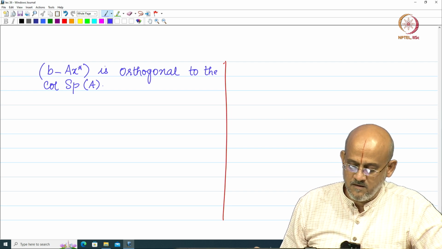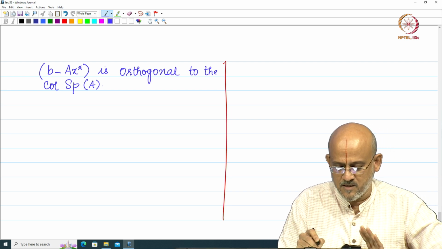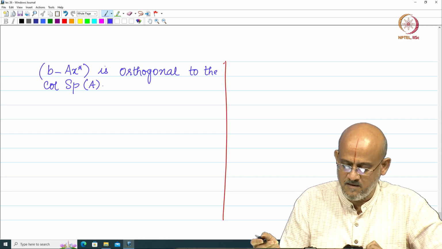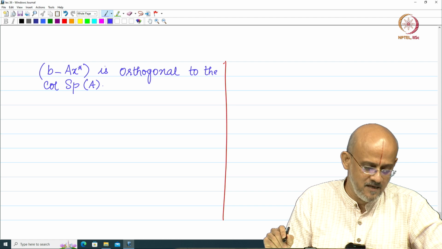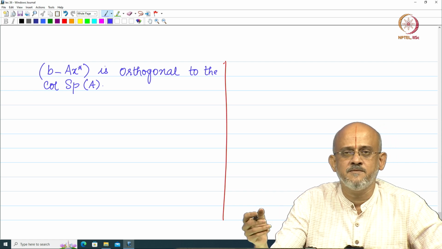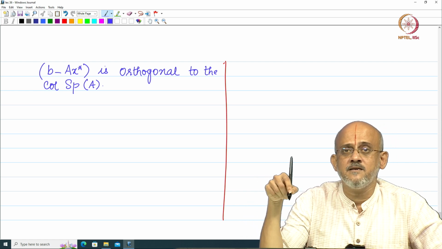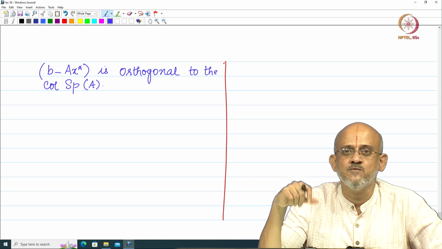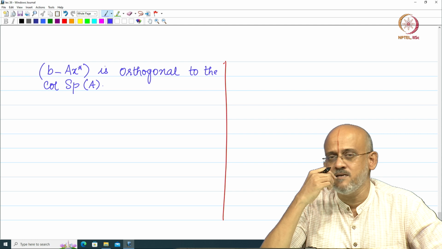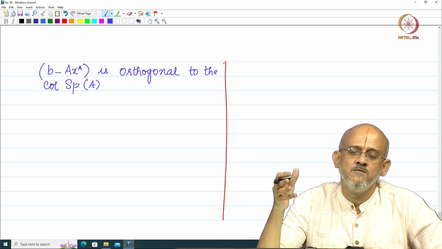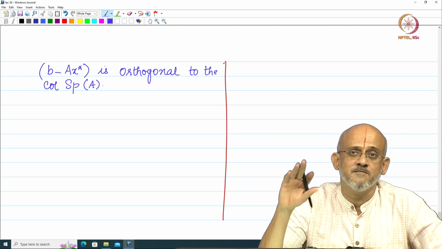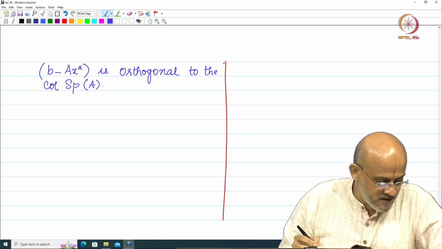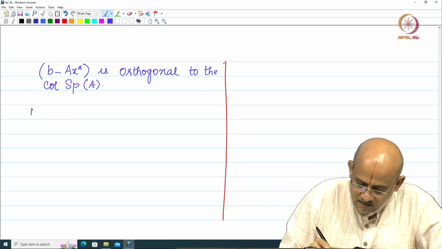Now, this is clear. We have understood that B minus Ax star is orthogonal to the column space of A. What is it to say orthogonal to the column space of A? Any vector in the column space of A can be expressed as A times some u. For u in Rn, Au is a vector in the column space of A. Is that correct? So, we can do that. So, what we are going to do is look at this.